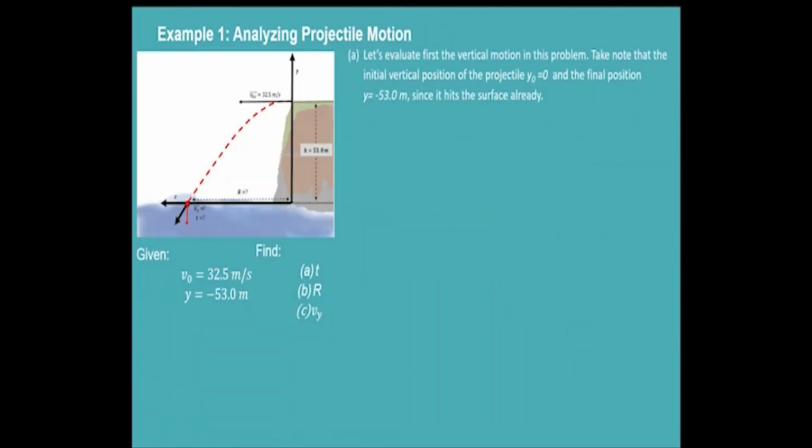And let's solve for the following. Let's start with letter A. Let's evaluate first the vertical motion in this problem. Take note that the initial vertical position of the projectile, y sub 0, is equal to 0. And the final position is equal to negative 53.0 meters since it hits the surface already. Being this said, let's calculate for the time from the main equation, y is equal to y sub 0 plus v sub 0 y t plus 1 half a sub y t squared.